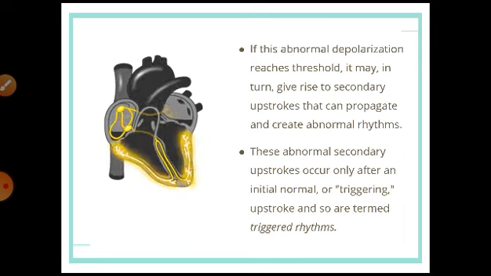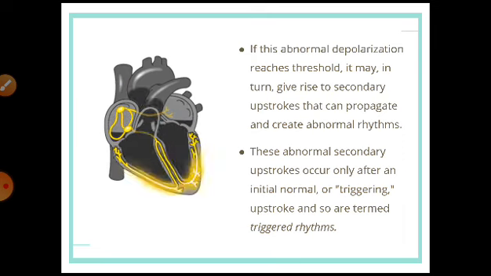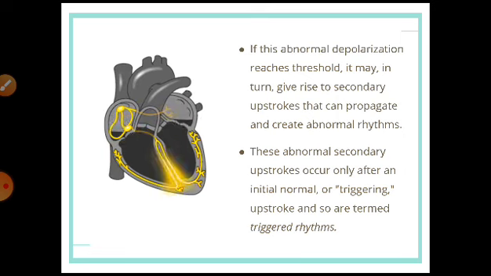These abnormal secondary upstrokes, we call it an abnormal secondary upstroke, means it should not happen now, but it happened. So we give it the name secondary, means second time it was generated again. So the secondary upstroke occurs only after an initial normal or triggering upstroke, and so it is termed a triggered rhythm. Because they came in between, they have given an extra impulse to the heart, an extra beat, so you can say the heart will go a little faster. So that is the triggered rhythm.